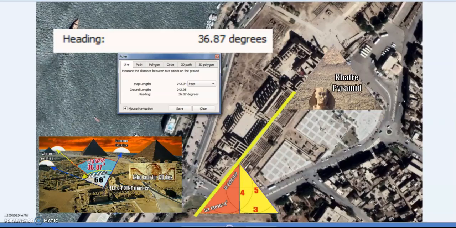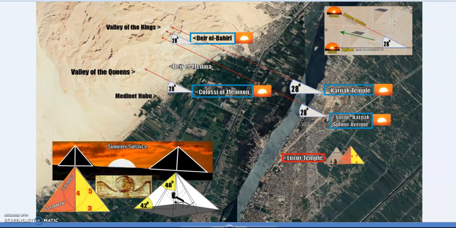And of course it is at this all-important angle, which describes the 120 days between summer solstice and the end of the flood season, or in return, the beginning of the dry season back to the New Year's Day on the summer solstice. And so we can mark that as well.